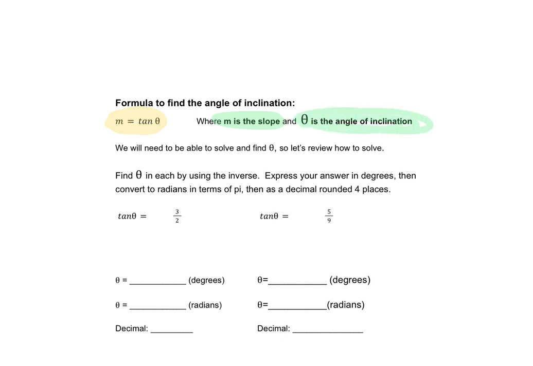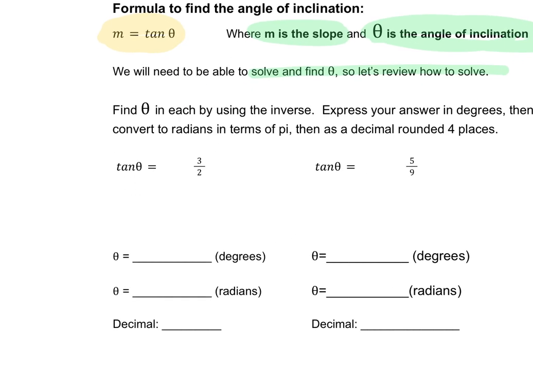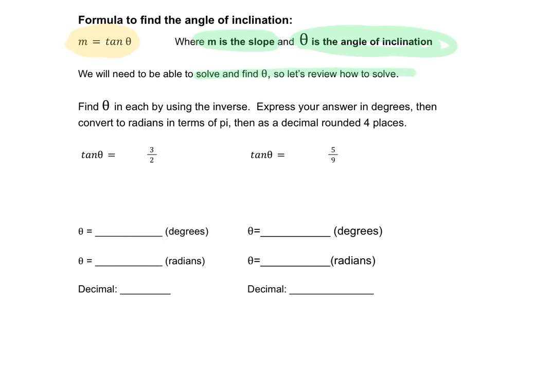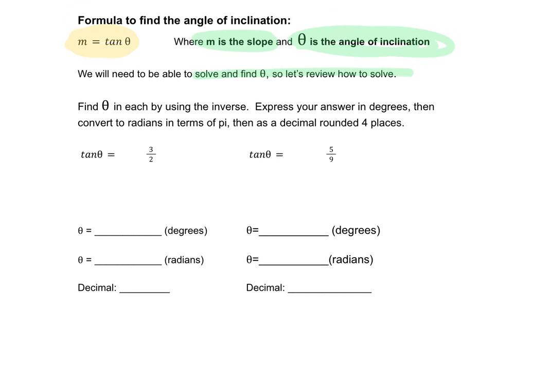In order to solve problems like this, we're going to need to be able to solve and find theta. So this isn't actually using the formula. This is just straight up reviewing how to solve for theta if you are given an equation, right? So in order to find theta, when that's the missing piece, and remember the angle is always attached to the trig function, in this case, we have tangent of theta.